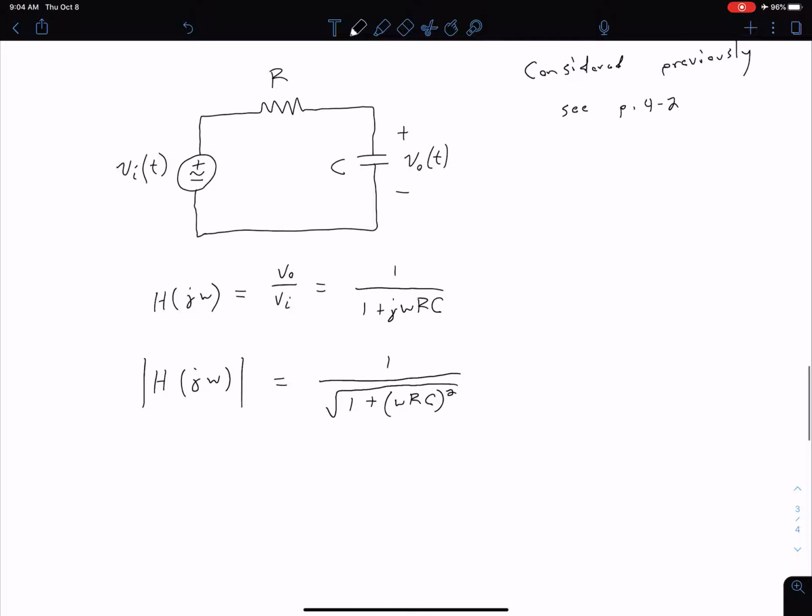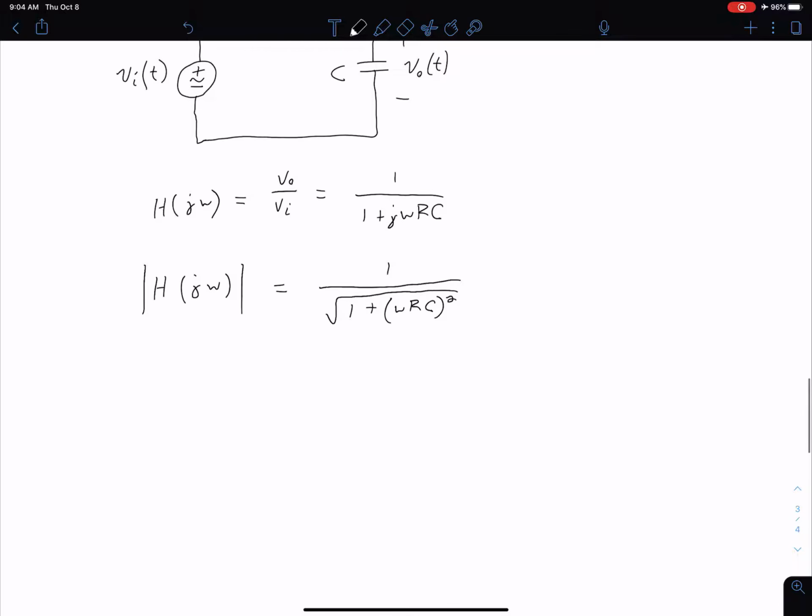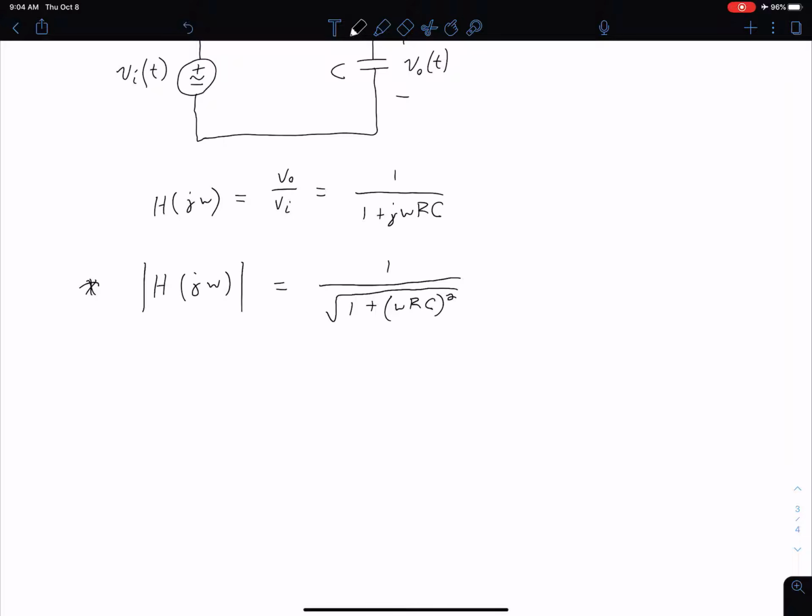Okay, so what we can do is look at this magnitude equation and consider extreme cases. What happens if our omega is equal to 0? Looking at that, if we have a 0 here, that second term where the omega is will go away, and we'll be left with 1 over the square root of 1. So just 1 divided by 1, and the magnitude of our transfer function, H of j omega, is just equal to 1.